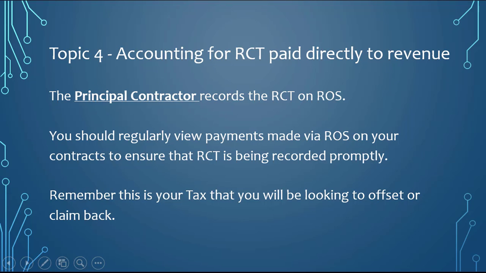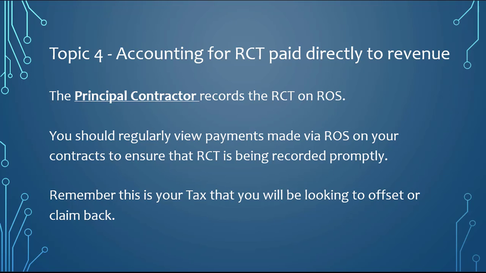Next up then, we're going to look at accounting for that RCT that was paid directly to revenue. Now I just want to remind you that under the RCT system it's done electronically through ROS, and it's the principal contractor's obligation to make sure that everything is entered there. So they have to notify revenue of all contracts, they have to notify revenue of all payments, they have to provide details to you, the subcontractor, of the tax that they will be deducting, and they have to submit a deduction summary, monthly or quarterly, to revenue and actually pay that RCT from payments made to subcontractors.